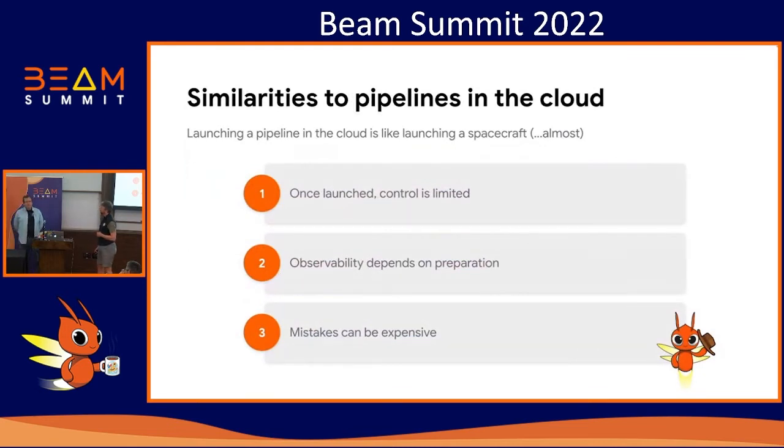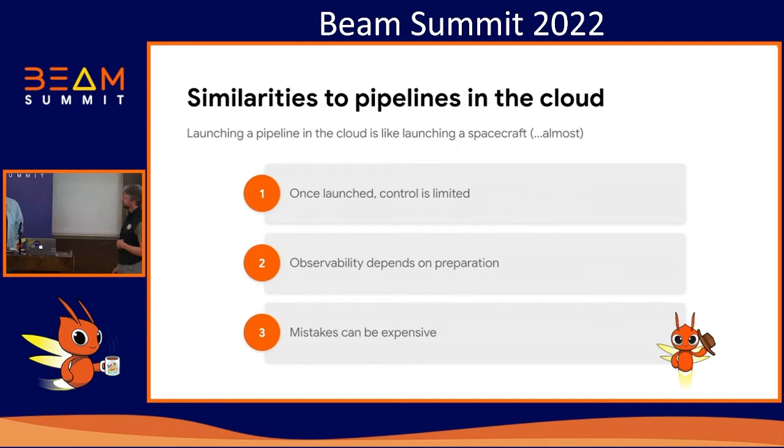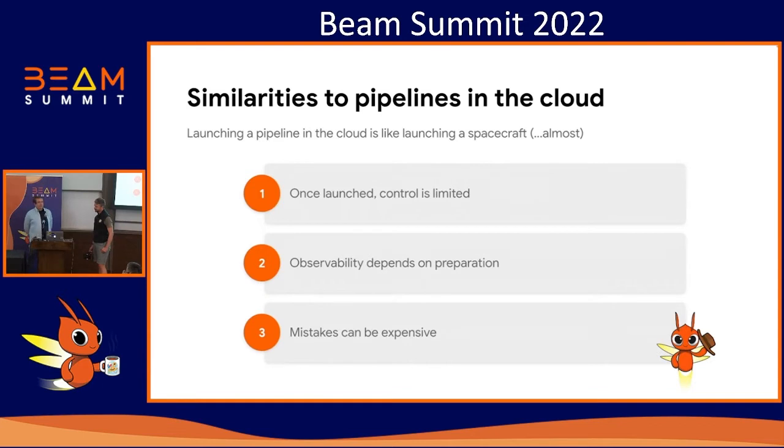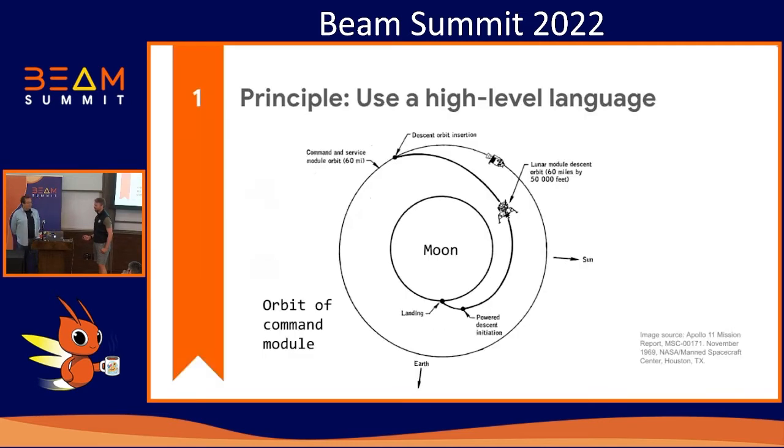So a pipeline, is it a spacecraft? Well, when you launch a pipeline, once it's launched, you have very limited control over it, just like a spacecraft. In order to know what's going on with your pipeline, you need to have observability. And if you don't prepare for that, the amount of observability that you will have will be very limited. And if you make a mistake, especially in the cloud, it may cost you some money. So just like a spacecraft, you launch it and it's going to be really expensive.